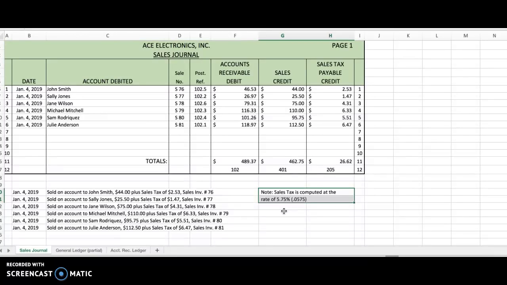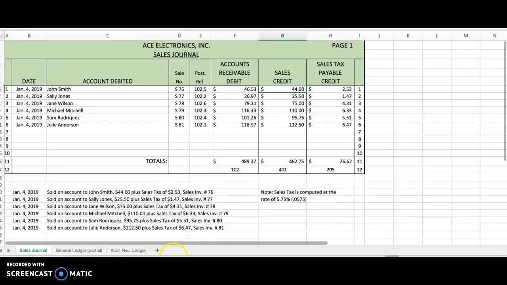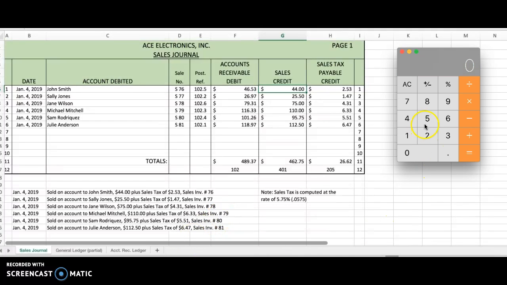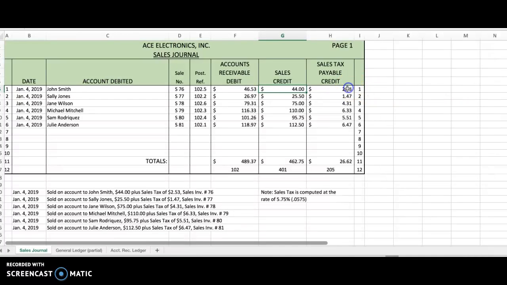And remember, 5.75% in decimal form is 0.0575. Let's make sure we understand how this works. If you were not given the sales tax, you need to figure it, and it's a simple calculation. In this case, the sale is $44, and let's look at the calculator over here. If I multiply that times 0.0575, you get exactly $2.53. So that's what you see on the journal page. Adding that to the sales gets the amount that John Smith owes us.